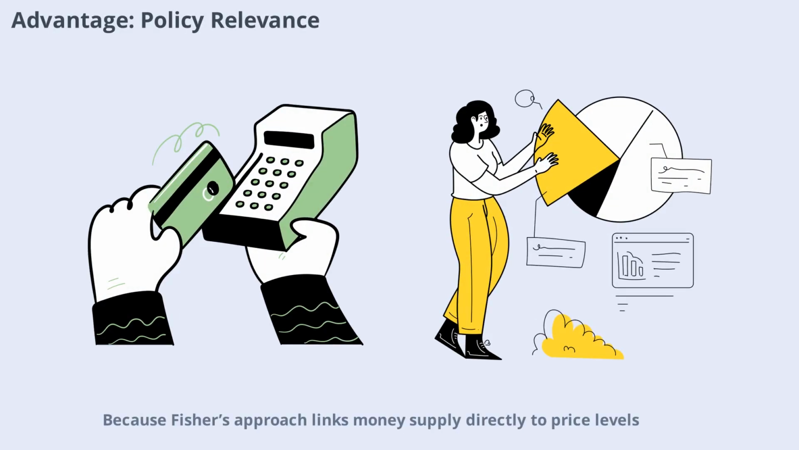Because Fisher's approach links money supply directly to price levels, it's highly relevant for policy decisions. Central banks can use the theory to set targets for money supply growth, aiming to keep inflation in check. This direct connection to policy makes the theory especially valuable in practice.